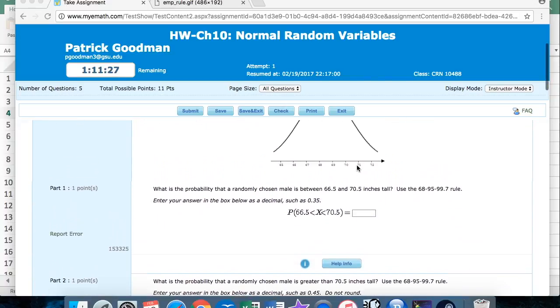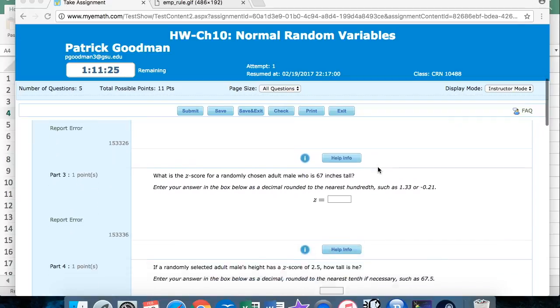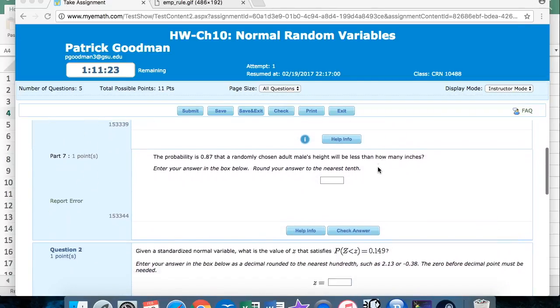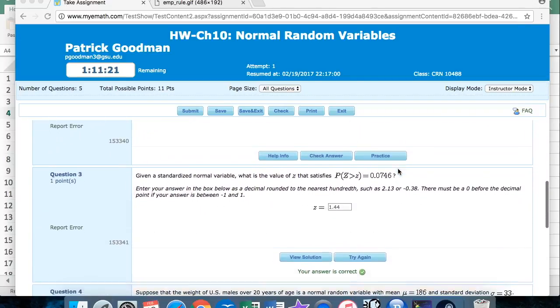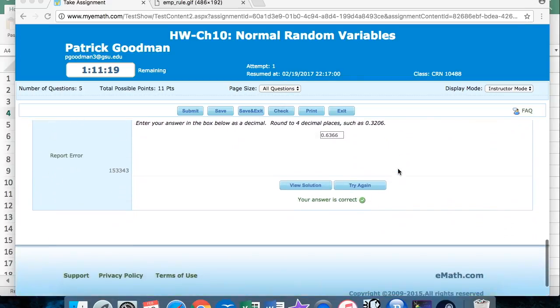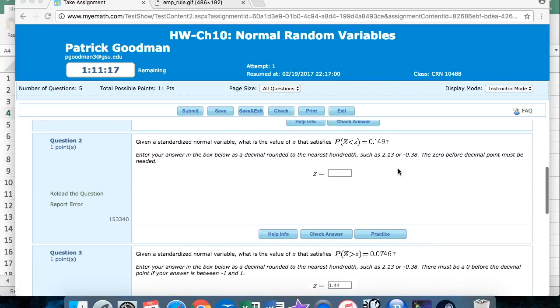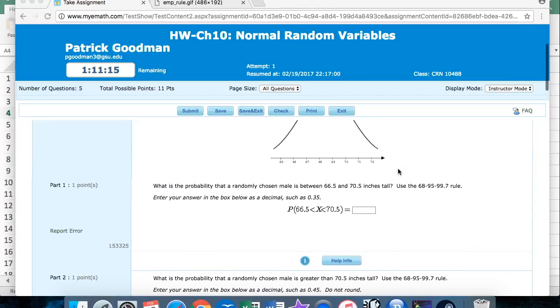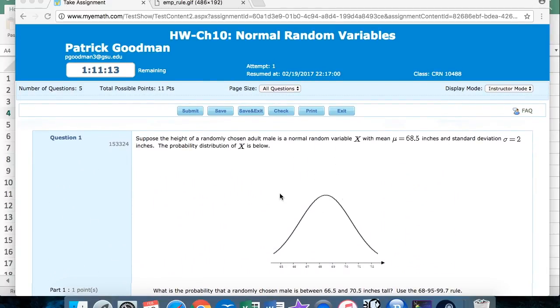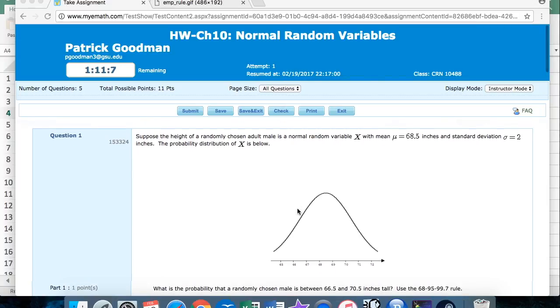Number one's probably the most annoying problem just because there's like 7 different parts. But for the most part, the remainder of these questions shouldn't be way too difficult. Just make sure that when you're doing question number one, you do every part very carefully. I'm going to do these parts with you just so we can figure it out together.